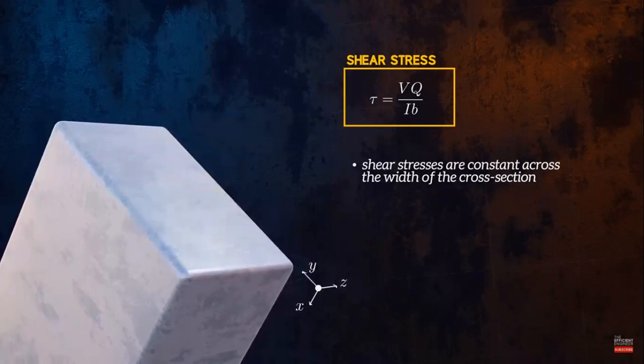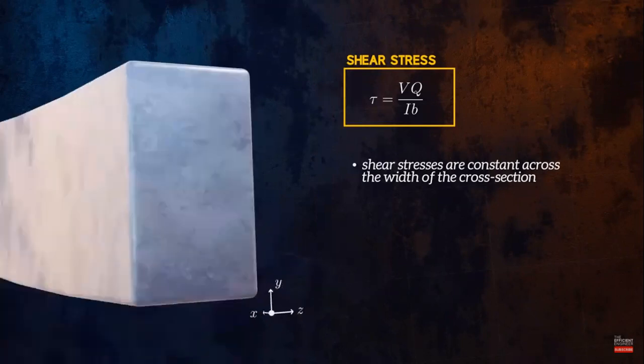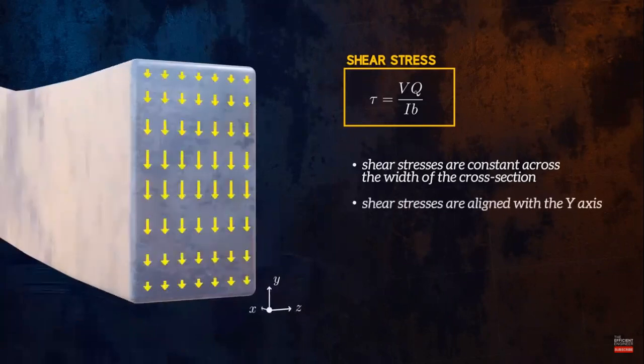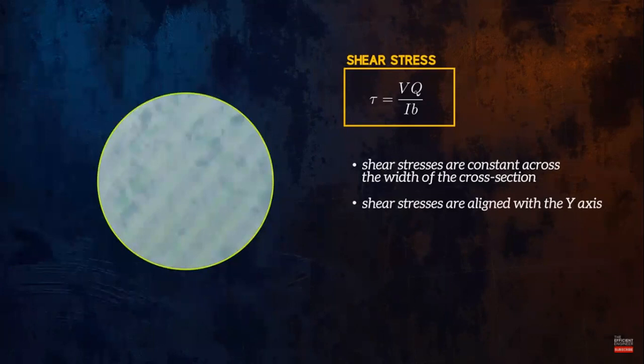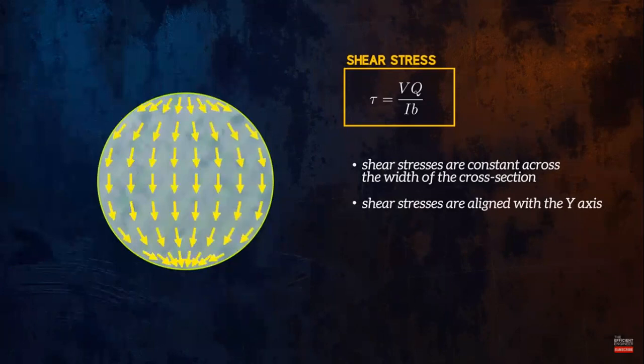Another assumption this equation makes is that the shear stresses are aligned with the y-axis. Shear stresses act tangentially at a free surface. So for a circular cross-section, for example, we can't strictly use this equation to get the distribution of shear stresses across the height of the cross-section, but we can still use it to estimate the shear stresses at the neutral axis, because the shear stresses there are aligned with the y-axis.